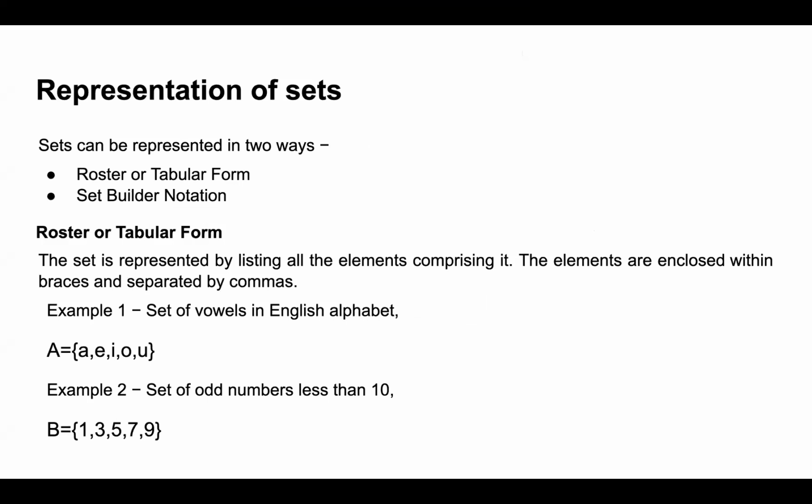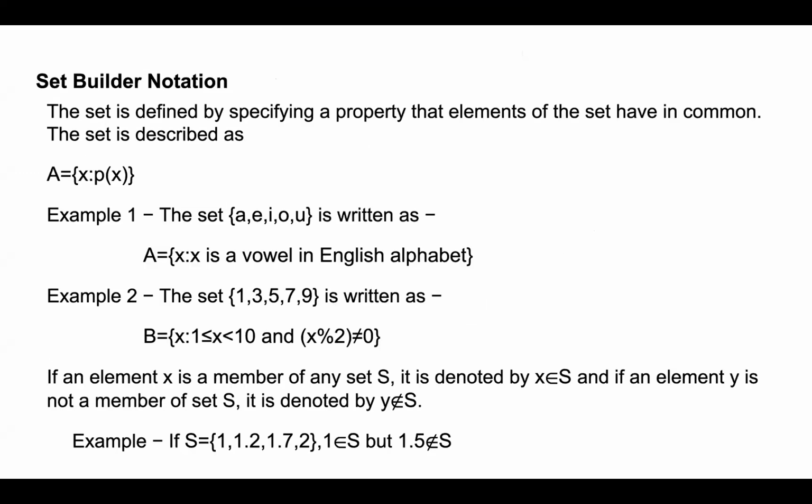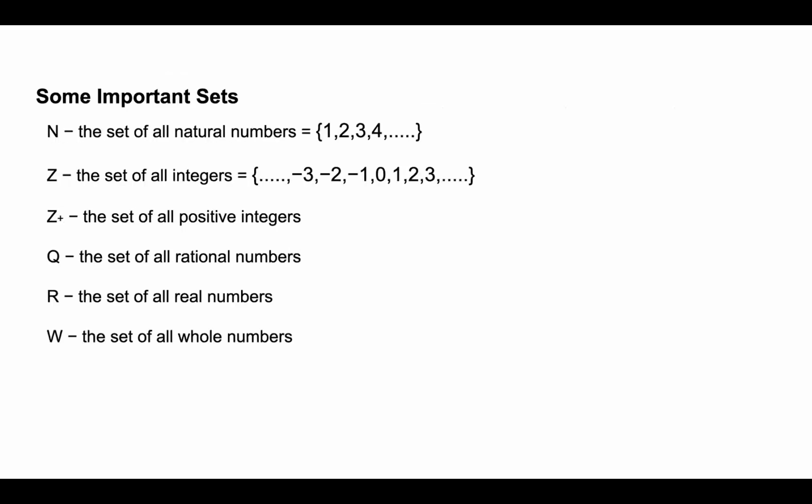Two methods are there: roster or tabular, and set builder notation. In tabular form, directly the elements are given. In set builder notation, they are described, such that A is equal to {x : x is a vowel in the English alphabet}, like this. Then some important sets we have seen.